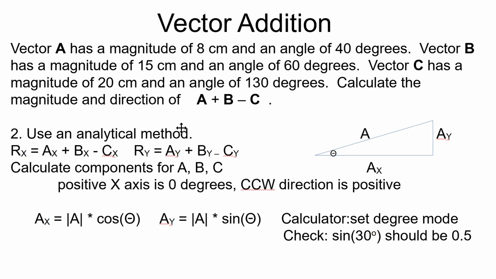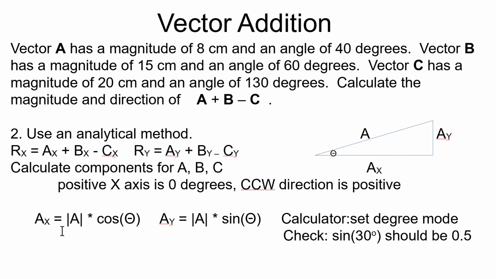To do the analytical solution, we have to work with components of vectors. So the result vector has an x component. That's simply found by adding the x components of A and B and then subtracting the x component of C. Again, remember we have this minus sign to deal with in this calculation. For the y component, similarly add the two y components for A and B, subtract the y component for C. The positive x-axis is at 0 degrees, and counterclockwise, if I start from x and go in this sense, this rotation, counterclockwise, that's a positive angle.